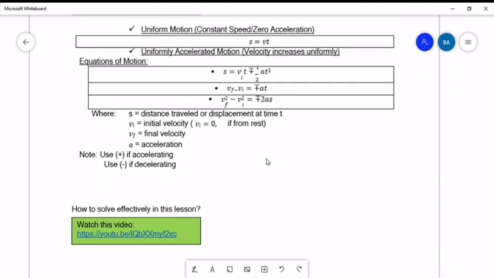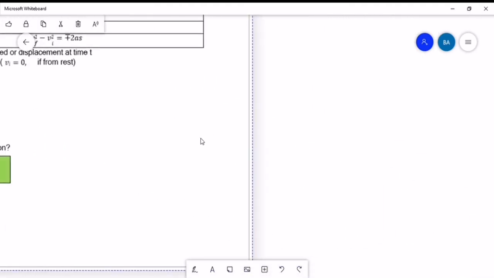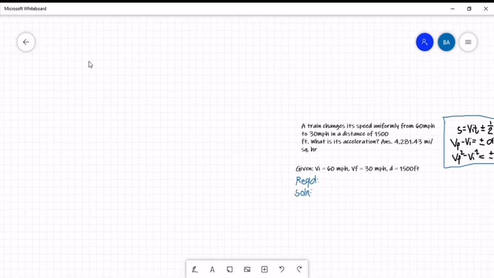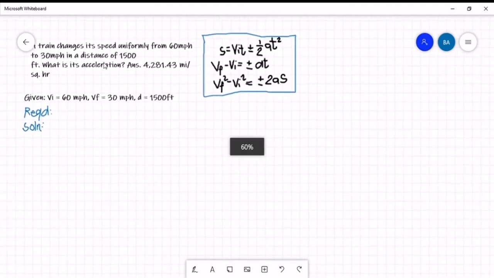So now let's try to have our example. Okay, so here we have our example.